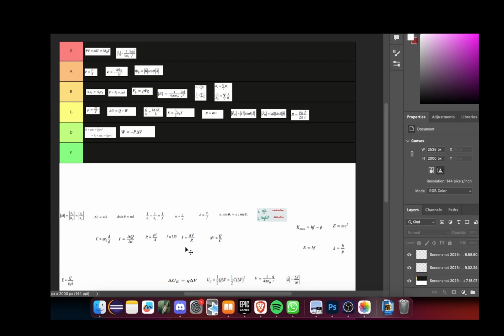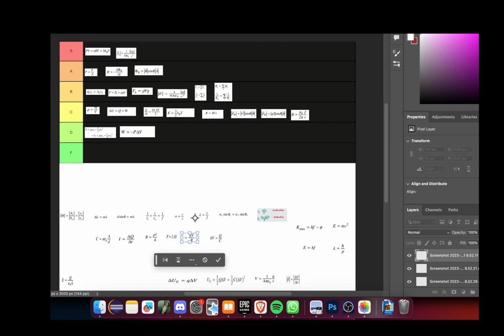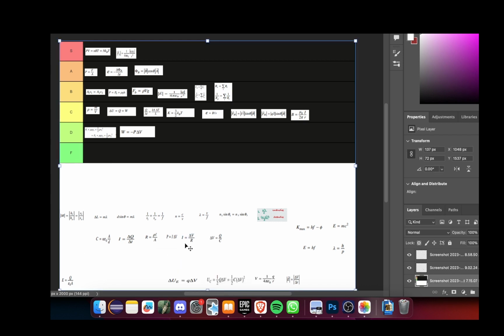Pretty self-explanatory. Yeah. I think Ohm's law has to go into the S tier personally. I mean, it's just Ohm's law, V equals IR. It's simple, but it gets used a ton. It unifies so many concepts around circuits. Yeah, no, it definitely should.